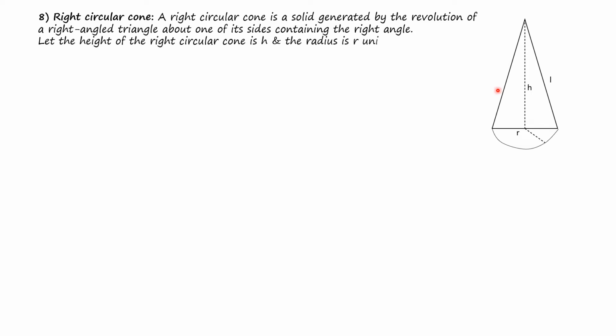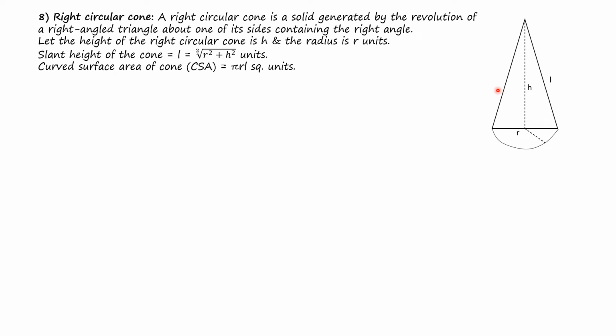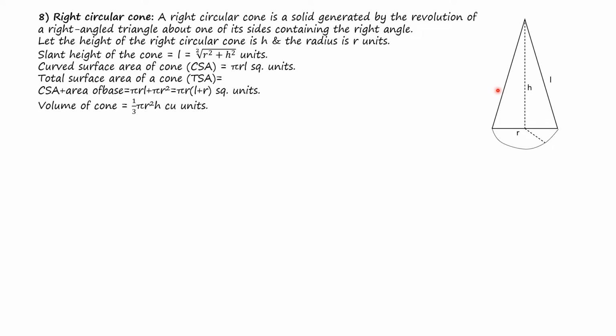Let the height of the right circular cone be h and the radius r units, and the slant height of the cone be L, where L is the square root of r² + h² units. So the curved surface area, or CSA, is πrL square units. Total surface area of the cone, or TSA, is the curved surface area plus the area of the base, that is πrL + πr², or πr(L + r) square units. And the volume of the cone is 1/3 πr²h cubic units. Let's see some examples.